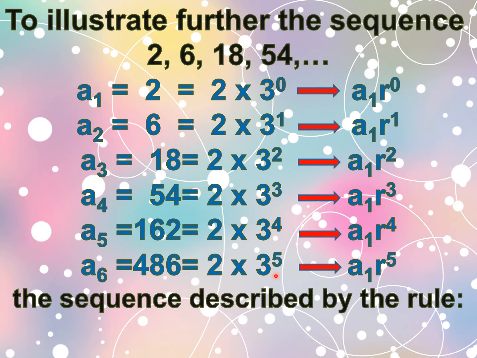So, in short, to describe the rule of the sequence, it will be 2 times 3 raised to n minus 1. The a sub n, or the value of n, will be our basis for the exponent of our common ratio. We just subtract one.